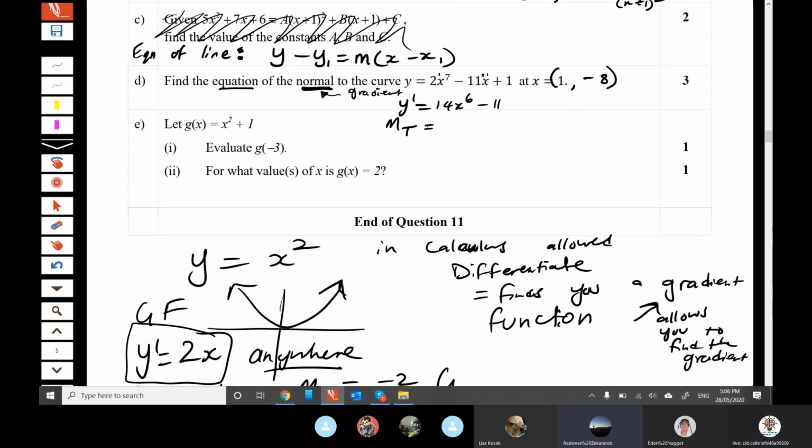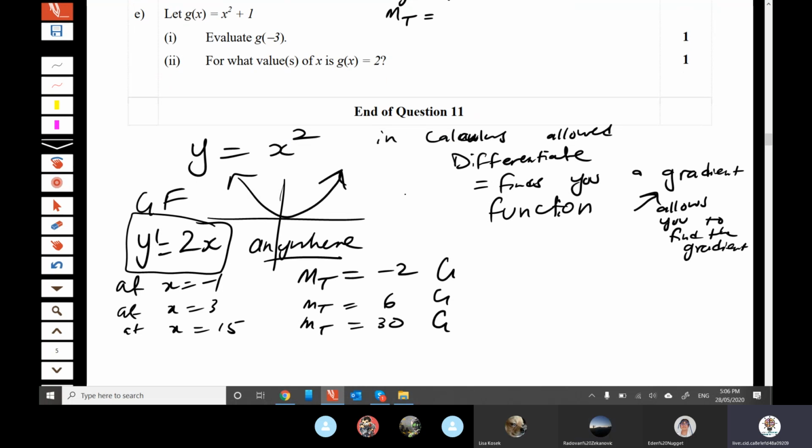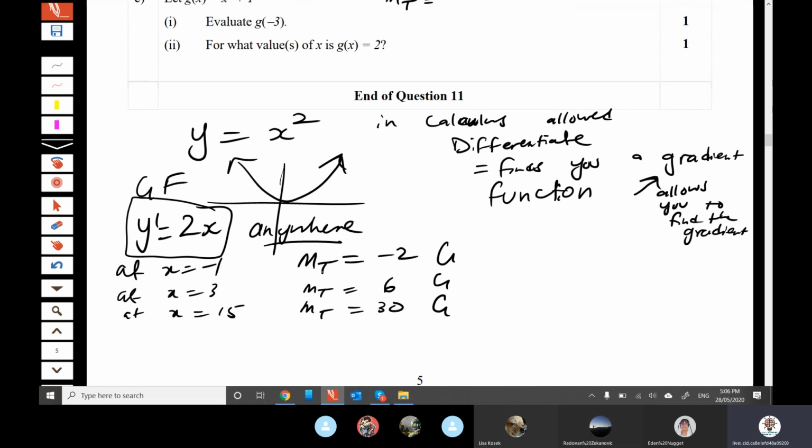Where's the tangent? Hold on. Okay. So once you find your gradient of your tangent, and only then can you find your gradient of your normal. You can't find your normals until you find your gradients of your tangents. You can't find your gradients of your tangents until you find your gradient function. You can't find your gradient function until you have differentiated.